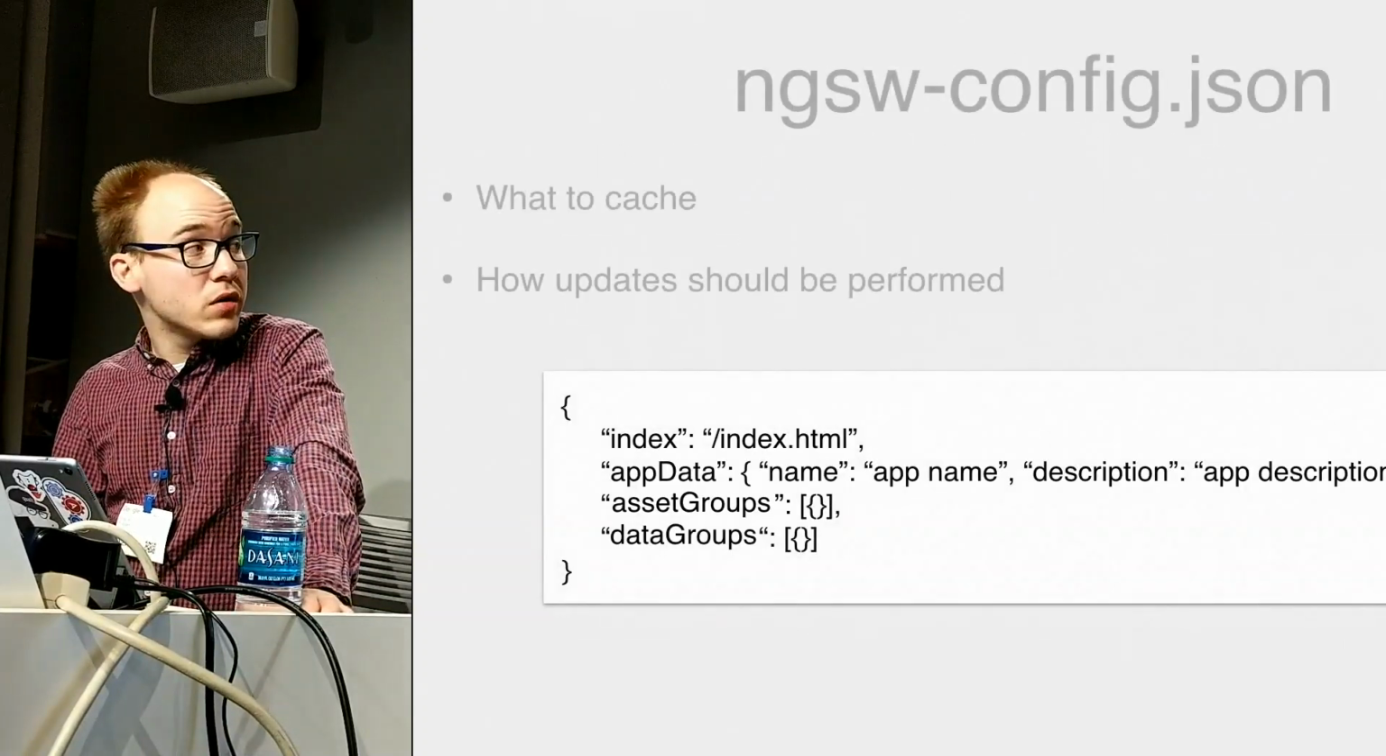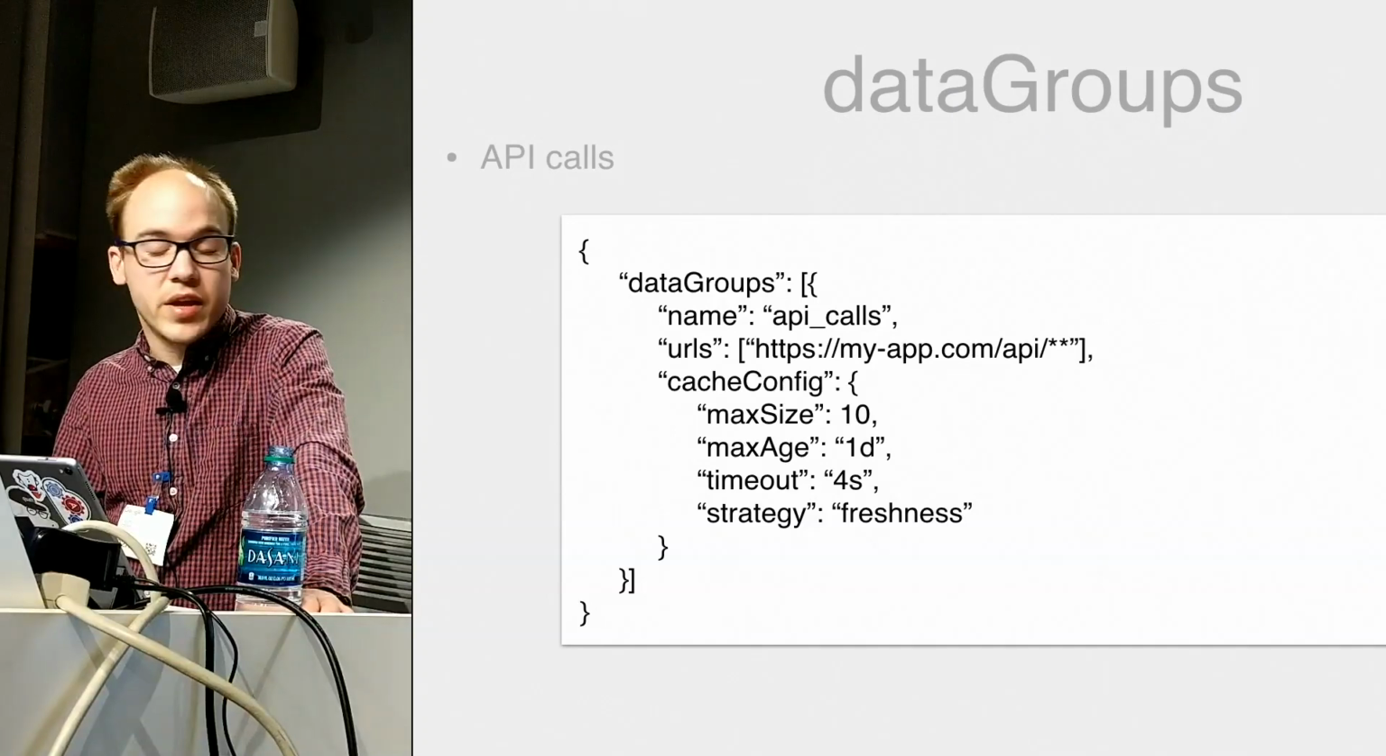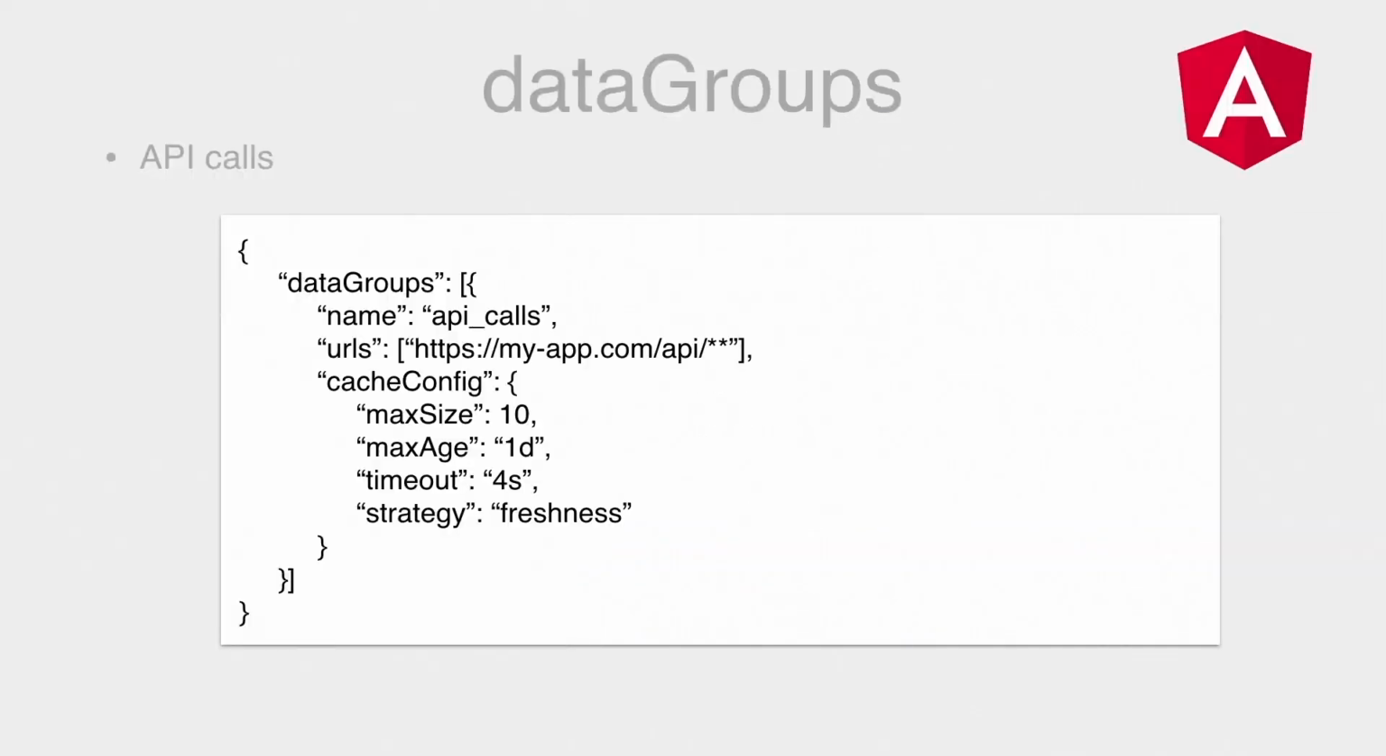The second part from the ngsw is the data groups, and those are just API calls. We can here specify the cache config, so how long we want to cache a given call, if we want the freshness strategy or the performance strategy. This is the name of the opposite one. The freshness, again, we could say that this is the network first, performance is cache first.